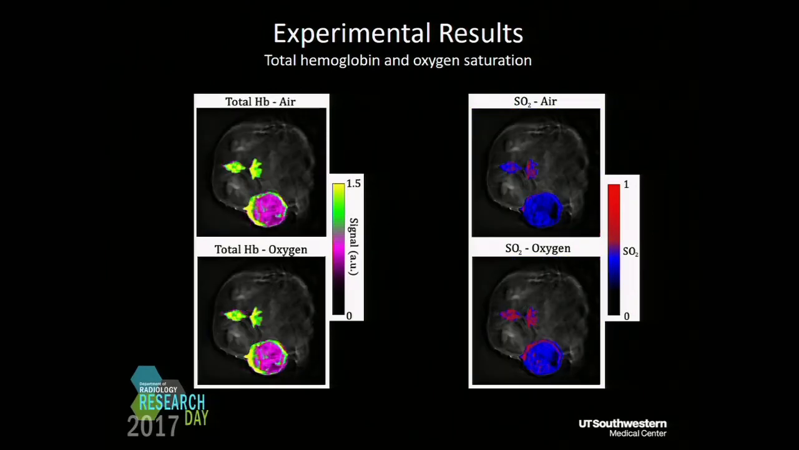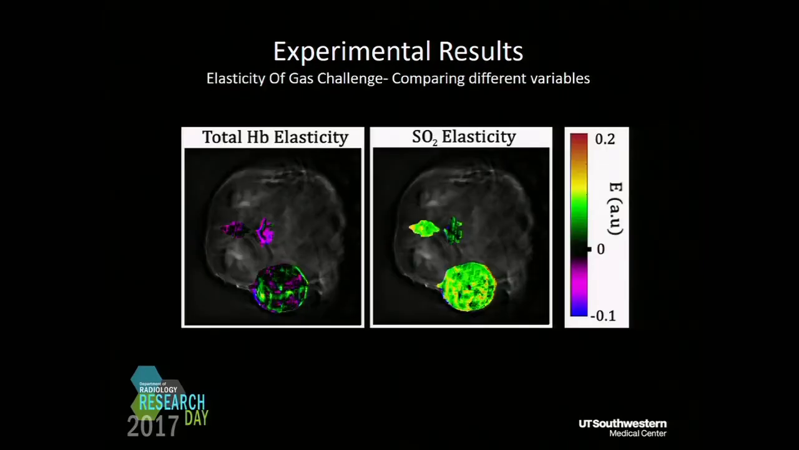So for total hemoglobin, it is unclear that there is a very substantial change. There might be a little bit of change in the center of the tumor ROI, but it's not very outstandingly clear. In contrast with the SO2, there is very substantial change, but quantifying that is perhaps a bit of a challenge. If we calculate the elasticity, that is the percent change in total hemoglobin, or the percent change in SO2 in relation to the change in oxygen gas, we get these images.